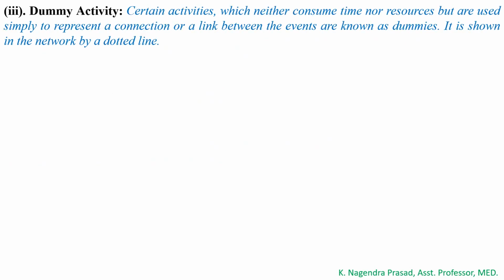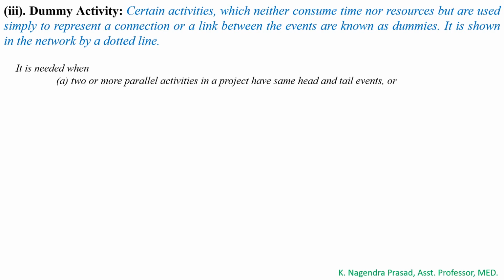Next one is the dummy activity. Certain activities which neither consume time nor resources but are used simply to represent a connection or link between events are known as dummy activities. In general, dummy activities are shown in the network diagram by a dotted line. In general, dummy activities are needed in two conditions. First one is when two or more parallel activities in a project have the same head and tail events.